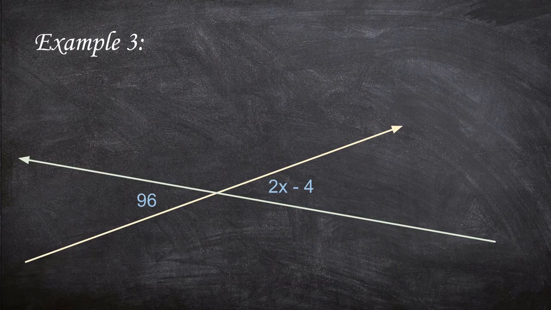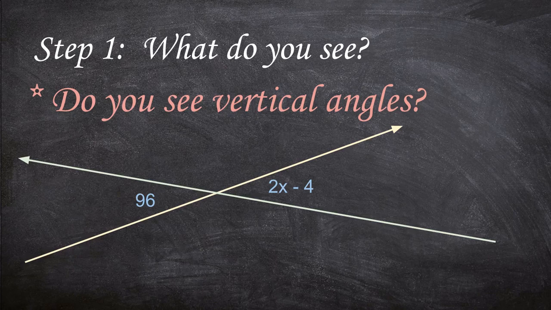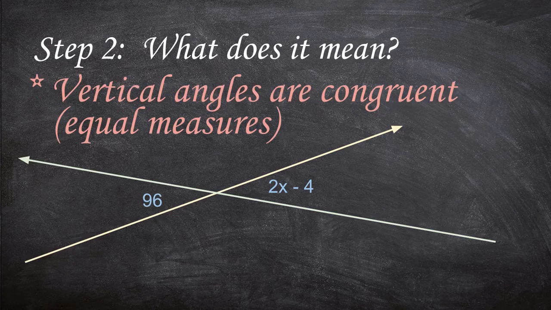Example 3 is very similar to that last example. I used the same numbers, but step 1, what do you see? I don't have angles on a line. In this case, I have vertical angles. They're across from one another. What are vertical angles? What's special about them? Vertical angles are congruent, so the measures are equal.